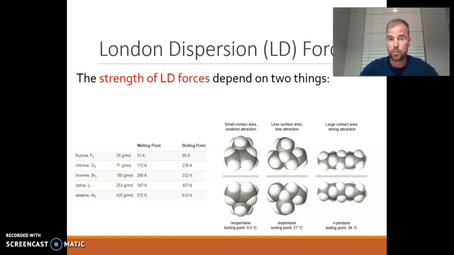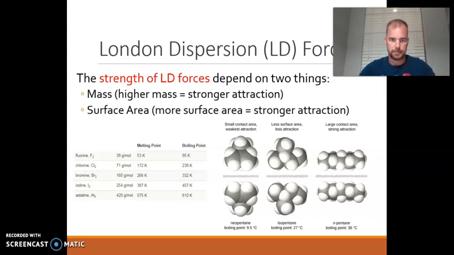The first thing, which is probably the more prominent of the two, is mass. The more massive the particle, the more electron shift it's going to experience, and so therefore it would experience a stronger dispersion. But the other thing that you need to consider too is also surface area, right? So the more surface area that a molecule has, the stronger the attraction. So let's look at some images to kind of relate these two things.